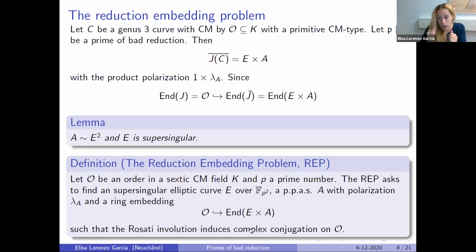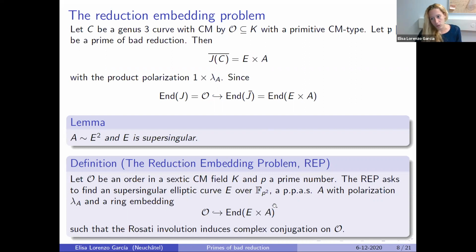But the idea is that now when we have a curve with complex multiplication and bad reduction at a prime P, then this bad reduction implies that we have a solution to the embedding problem. So in order to control the bad reduction, what we want to do is to compute this number of solutions. The problem is that if I tell you, tell me how many solutions we have for this, this is super difficult, right? We don't know what A looks like. We know that it's isogenous to E squared, but how do you describe this endomorphism ring?